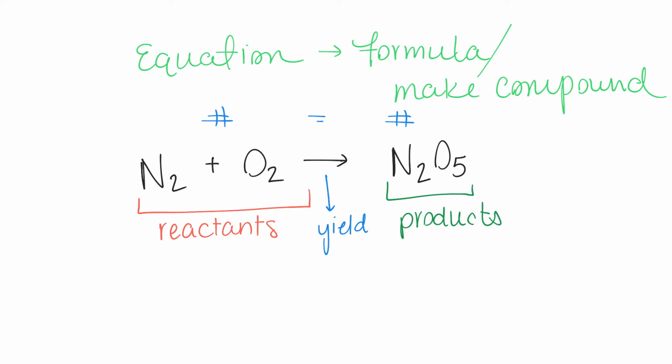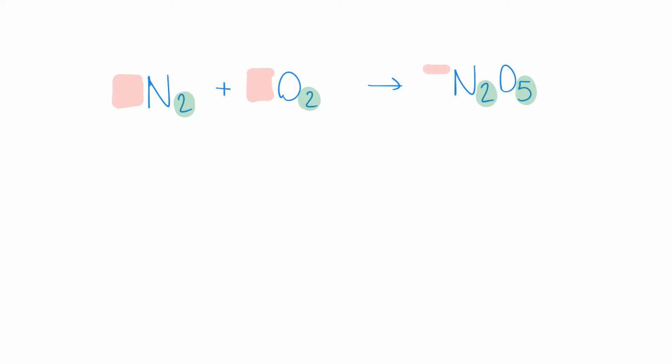So here's what this is going to look like. I'm going to rewrite it. N2 plus O2 yields N2O5. Now we know that these are called subscripts, and they represent how many atoms of each element you have. But what we are going to write in front of them now is a coefficient, a big number. That means we can double an amount or triple it, but we cannot adjust the subscripts.